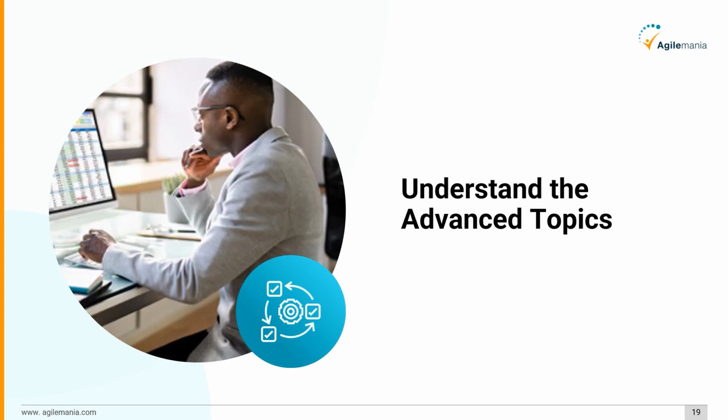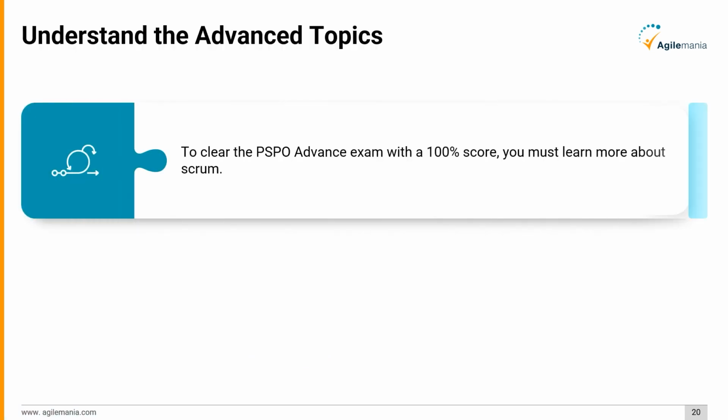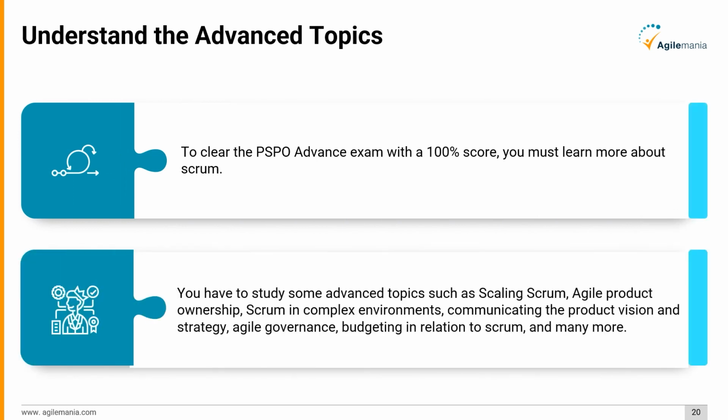1. Understand the advanced topics. To clear the PSPO Advanced exam with a 100% score, you must learn more about Scrum. You have to study some advanced topics such as scaling Scrum, Agile product ownership, Scrum in complex environments, communicating the product vision and strategy, Agile governance, budgeting in relation to Scrum, and many more.